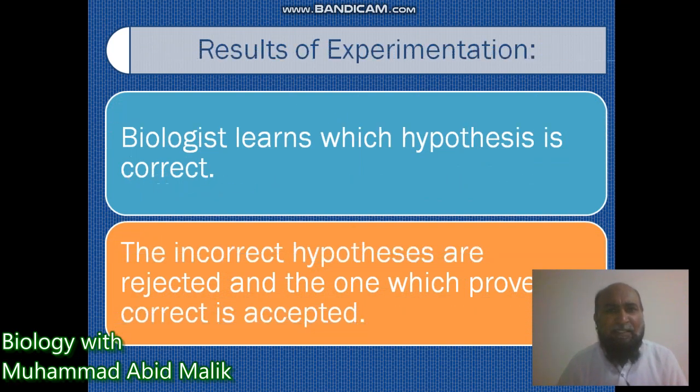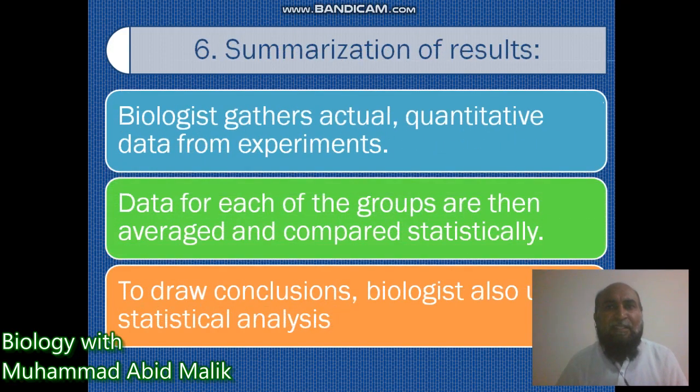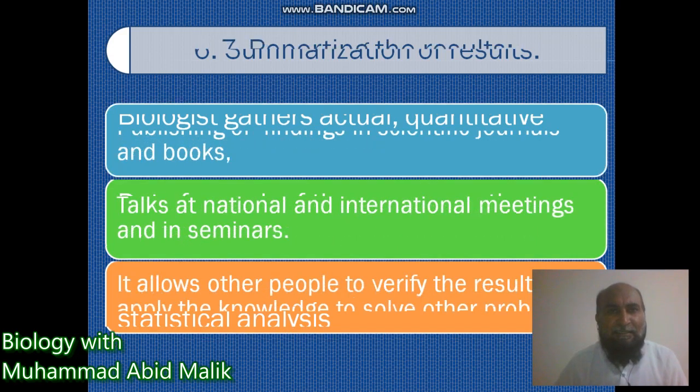Results of experimentation: the biologist learns which hypothesis is correct, the incorrect hypotheses are rejected, and the one which proves correct is accepted. Summarization of results: we summarize the results. Biologists gather actual quantitative data from experiments. Data for each of the groups are then averaged and compared statistically. To draw conclusions, biologists also use statistical analysis.